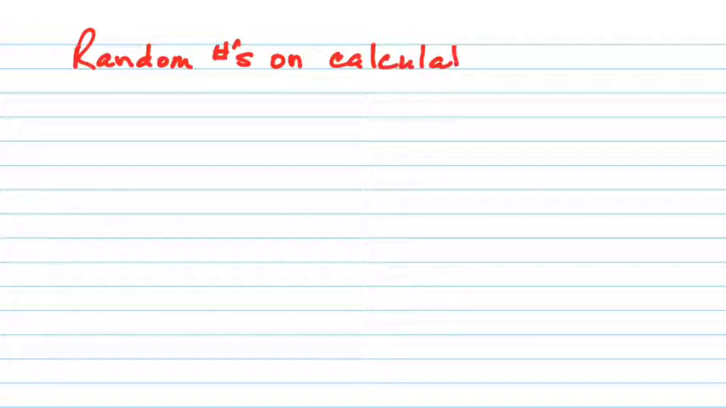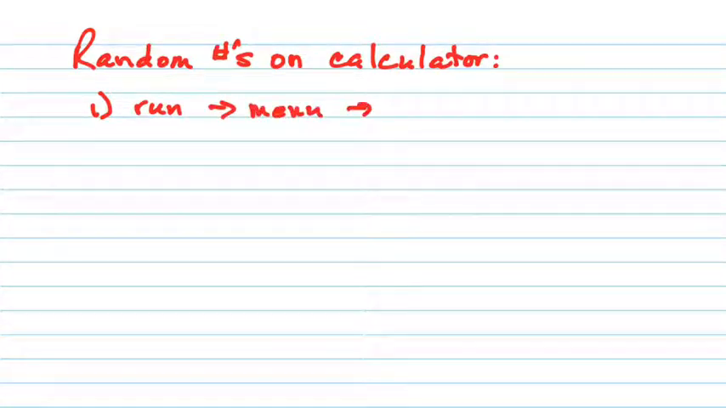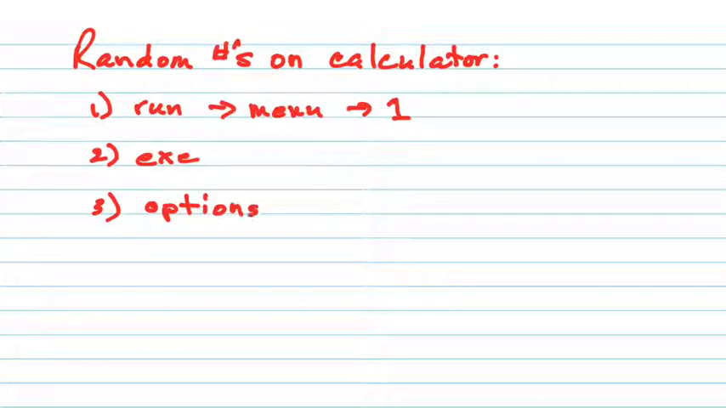Remember to get random numbers on your calculator. First, run. That's just go to the menu, and it's the first option, right? Second, you have to push execute to start it. What's next? Options. There you go. Excellent. It's near the top, right under the F keys. What's next after options?